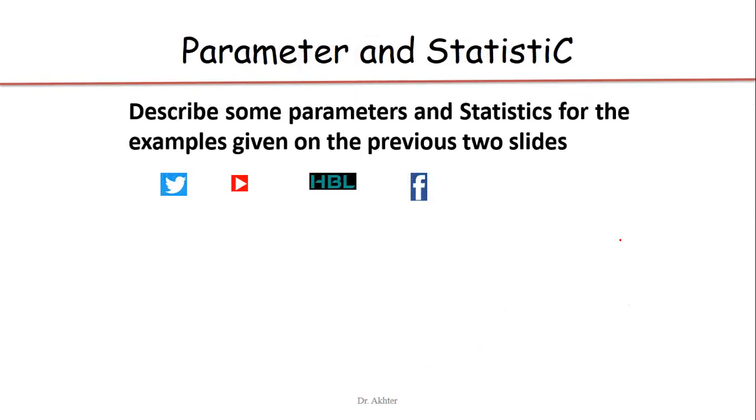Now we have to describe some of the parameters and statistics, for example, given in the previous two slides in the example of Twitter. In the example of Twitter, the average length of tweets is a parameter if we are computing this average from the population. If we are computing this average from the sample, then it will be a statistic. The same average will be a statistic if we are computing it from a sample.